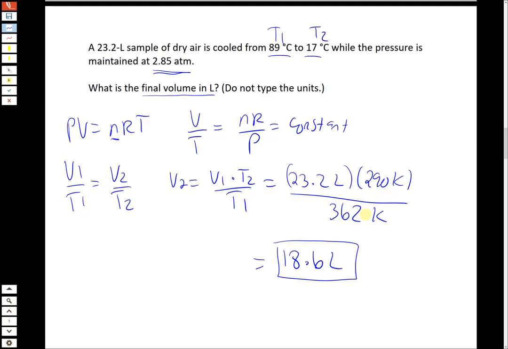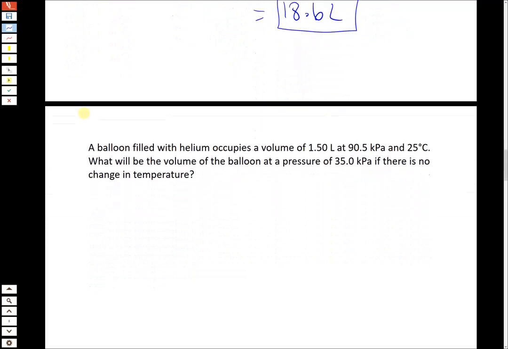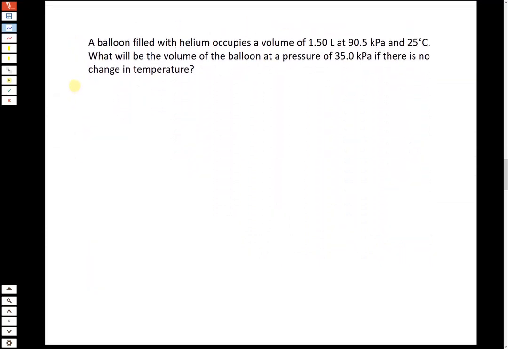Alright, so that was an ideal gas law problem where one of those parameters was changing. And then here's another one that's actually quite similar, but this time it's something else that's constant. So we have a balloon filled with helium. Volume is 1.5 liters, pressure 90.5 kPa. That's one of our other pressure units which we don't use as often. And the temperature is 25 degrees Celsius. What will the volume of the balloon be at a pressure of 35 kPa?